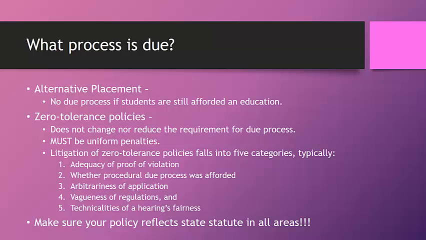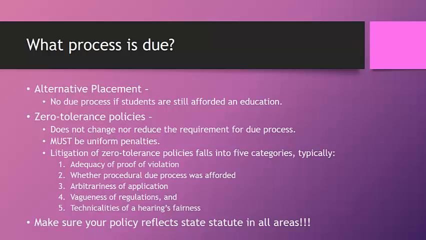Whether procedural due process was afforded is another area where we see zero tolerance policies fall into court. Arbitrariness of application. It goes back to that idea that you must be uniform in penalties. If you suspend that student for bringing that plastic knife to school in his lunch pail, then you also have to suspend that straight A honor student who accidentally did the same thing. Okay. Vagueness of regulation. One of the things that we're going to really hit on as we go through the due process piece is vagueness of regulations. Your policies cannot be vague. They have to be pretty specific. Now again, they don't have to be so specific as to describe the conscience-shocking aspect, but in general they cannot be vague.